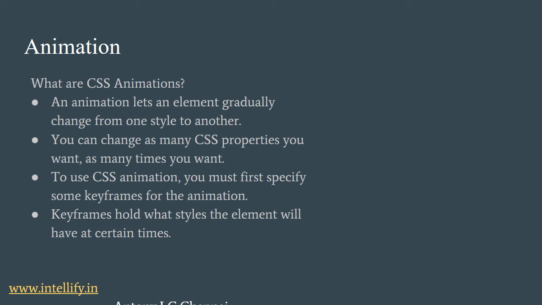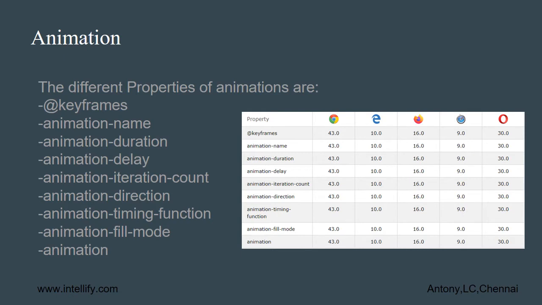In animation, an element gradually changes from one style to another. You can change as many CSS properties as you want, as many times as you want. To use CSS animation, you must first specify some keyframes for the animation. Keyframes hold what size the element will have at a certain state. So let's see what keyframes are and the properties of keyframes. These are the different properties of the animation.